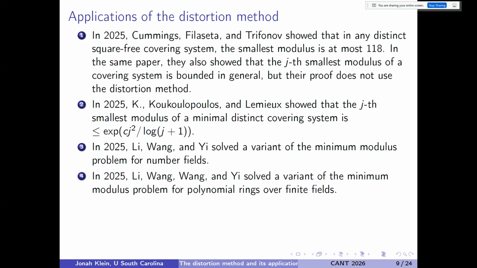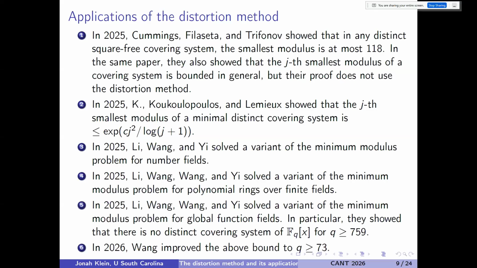With another author, they also solved a variant for polynomial rings over finite fields. They also solved a variant for global function fields. In particular, as a consequence of what they proved, they show that there is no distinct covering system of F_q[x] for q greater or equal to 759. And one of those authors later improved that to 73 by very carefully optimizing the work that they had done together.